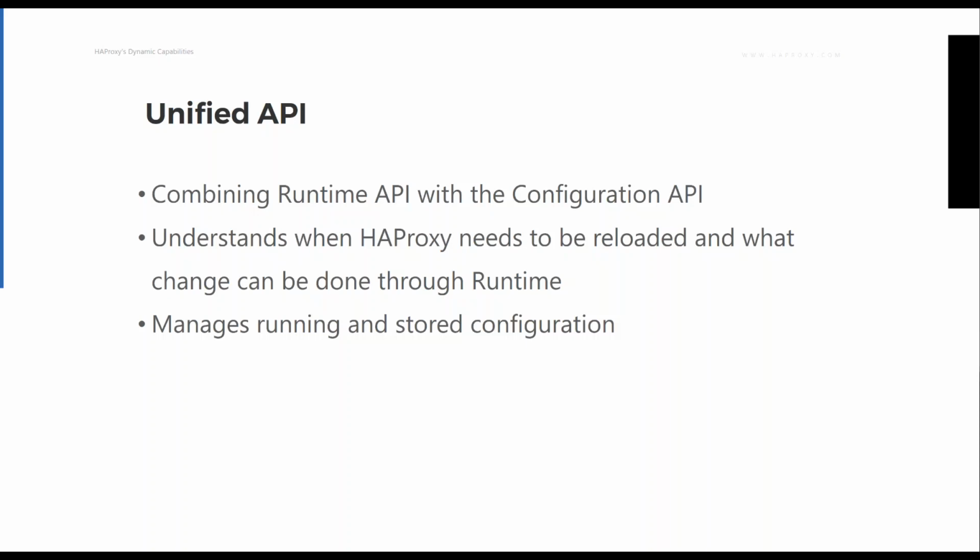So what the unified API will do is it will combine both. So you will get a full RESTful API that's going to perform changes through runtime for all the changes that can be done through runtime, and at the same time edit the configuration file to reflect these changes, but not actually reload HAProxy. This way, the unified API will manage both the running and the stored configuration. And of course, there'll be cases where you're not able to do something to runtime due to various constraints, and then it will behave as the configuration API behaves today.